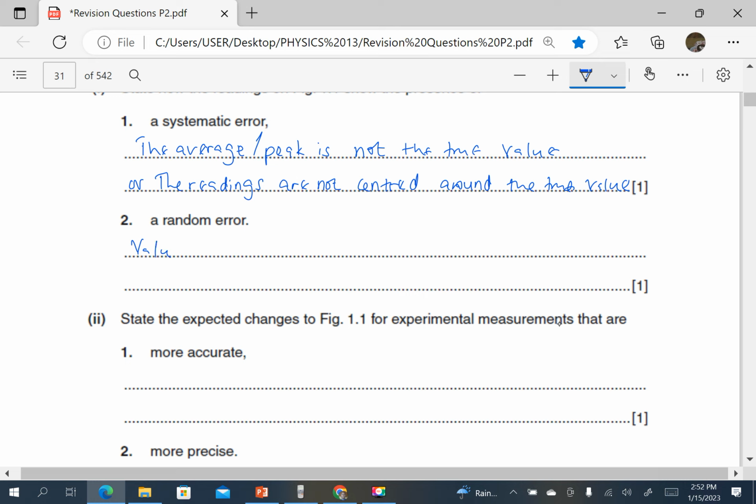So values have positive and negative values around the peak value, that is above and below. Values have positive and negative values around the peak. In fact, let me change this to readings.